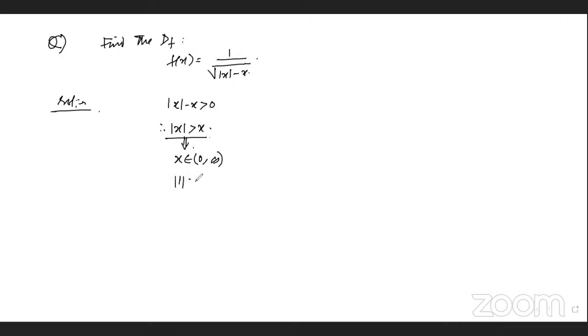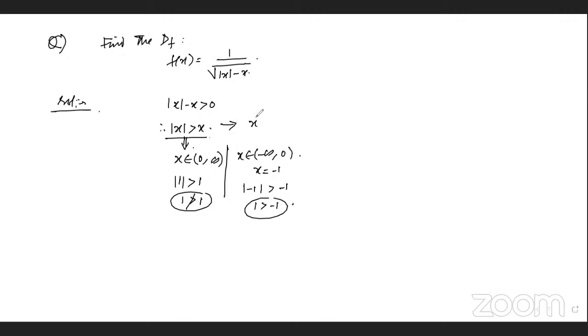Because 0 to infinity में क्या होगा? 1, modulus of 1 will be greater than 1. Mod of 1 क्या होता है? 1 ही होता है, greater than 1. ये possible है? No, not way. लेकिन दूसरा लेके x belongs to minus infinity to 0, वैसे 0 तो open है, ठीक है? Minus infinity to 0, तो मतलब इसमें क्या क्या वैल्यू आ सकता है? मान लीजिए x is equal to -1. So mod of -1 is greater than -1. Mod of -1 क्या होगा? 1 is greater than -1. Of course, yes. So therefore, this is defined when x is less than 0. Therefore, the domain of this function will be equal to minus infinity to 0.